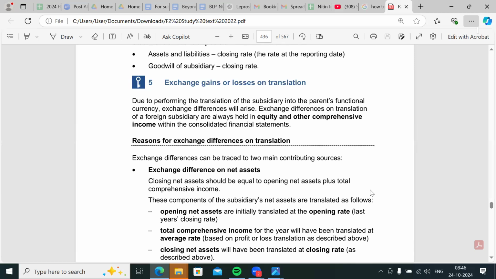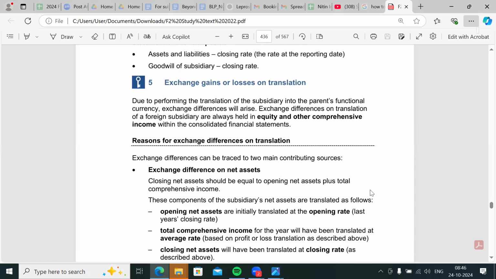So these components of the subsidiary's net assets are translated as follows. Opening net assets are initially translated at the opening rate. Why should we use the opening rate? Last year when we did the closure of the balance sheet, we used last year's closing rate. So current year it becomes the opening rate. That's why opening net assets are translated at the opening rate. Then the total comprehensive income for the year is translated at the average rate, obviously. And then you find the closing net assets at the closing rate.